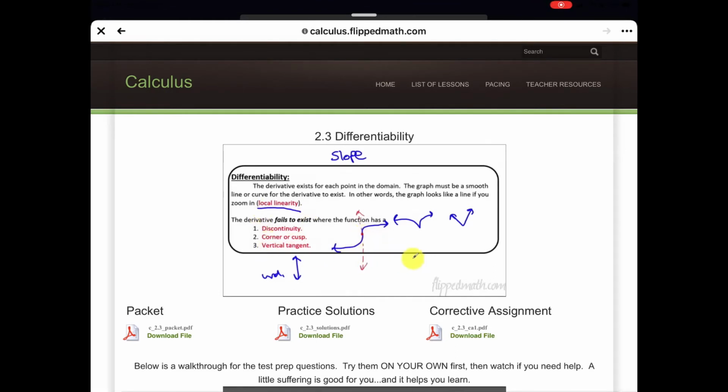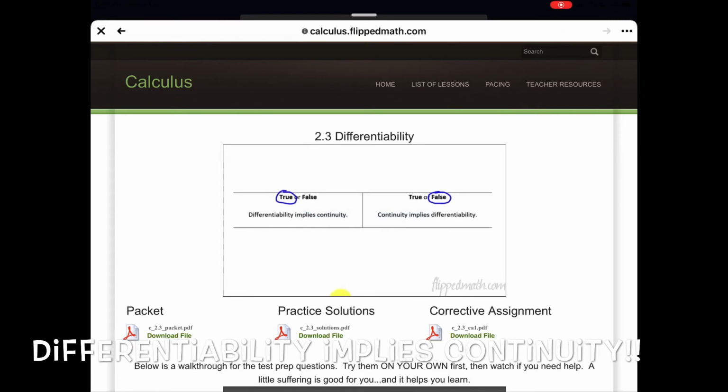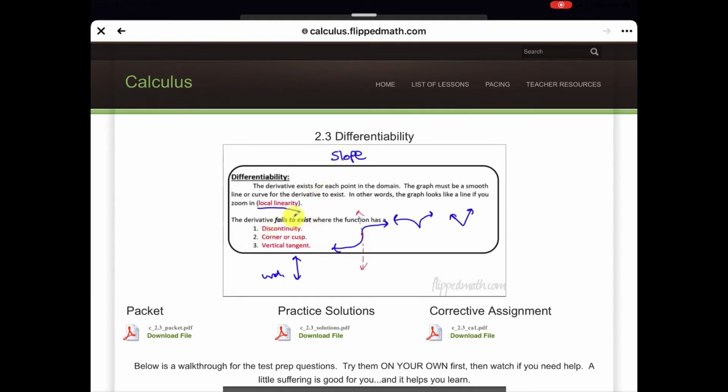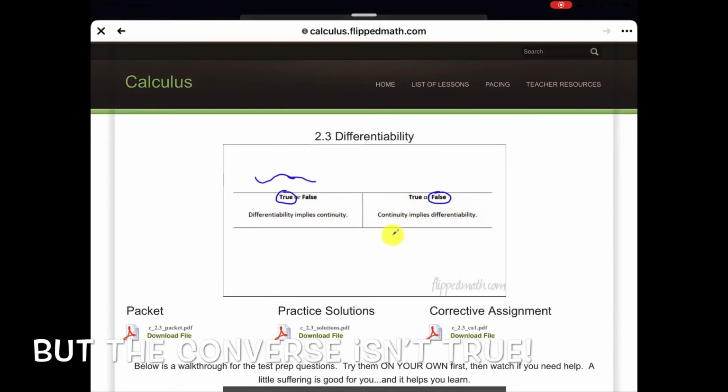Okay, so there are our three areas where a derivative would fail to exist. So true or false? Pause and answer these questions. There are your answers. If you have a function that's differentiable, that means it is a smooth curve or line everywhere on the graph. So there can be no breaks, because if we go back to this one, we saw that discontinuities would make the derivative fail to exist. So if it's differentiable, it has to be continuous. Whereas the other way around, just because it's continuous does not mean you have to have a derivative.